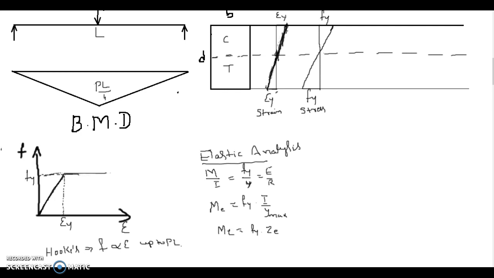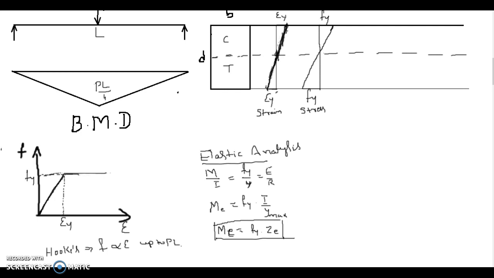So ME. Look at this closely. If you have a section and you know the section modulus for that section, and this is the allowable bending stress, then we can calculate my elastic section capacity. This is what we used to calculate and how we used to do the design.